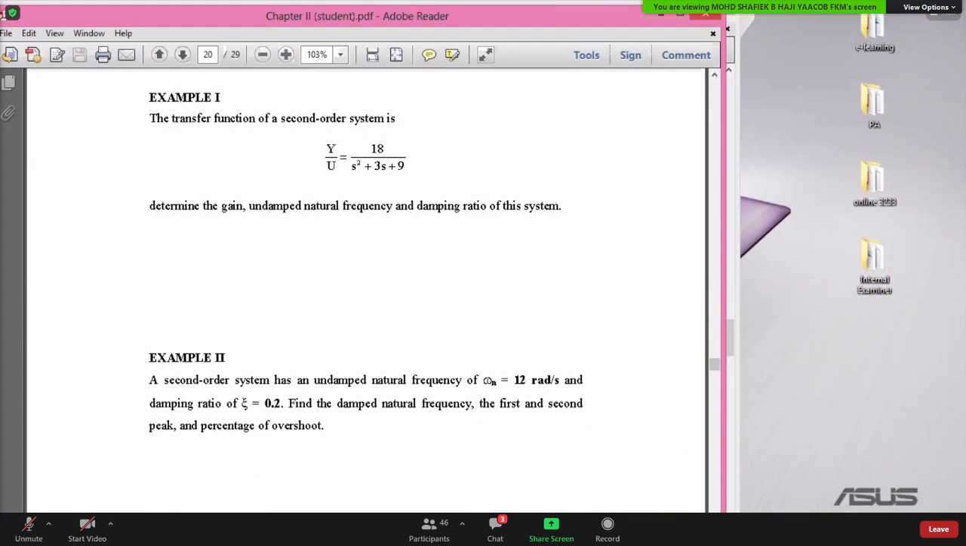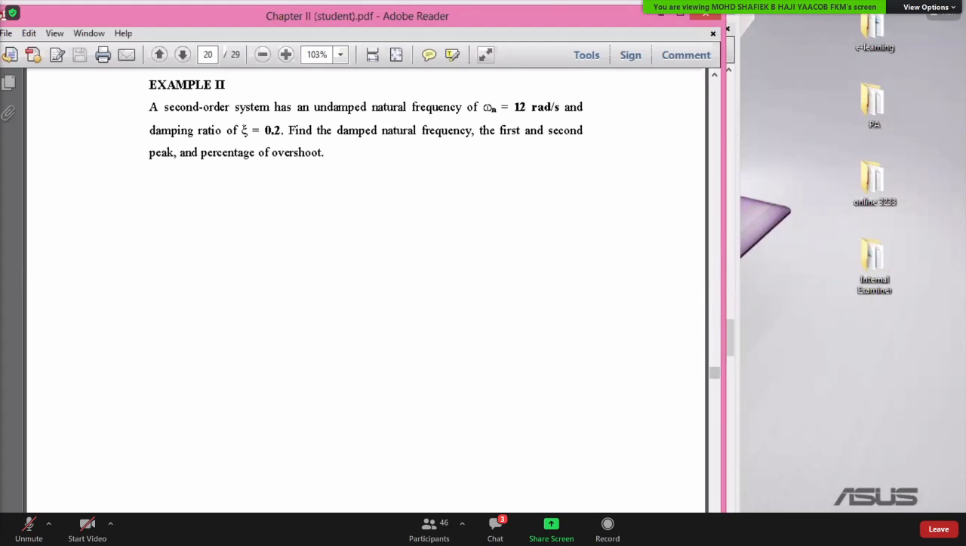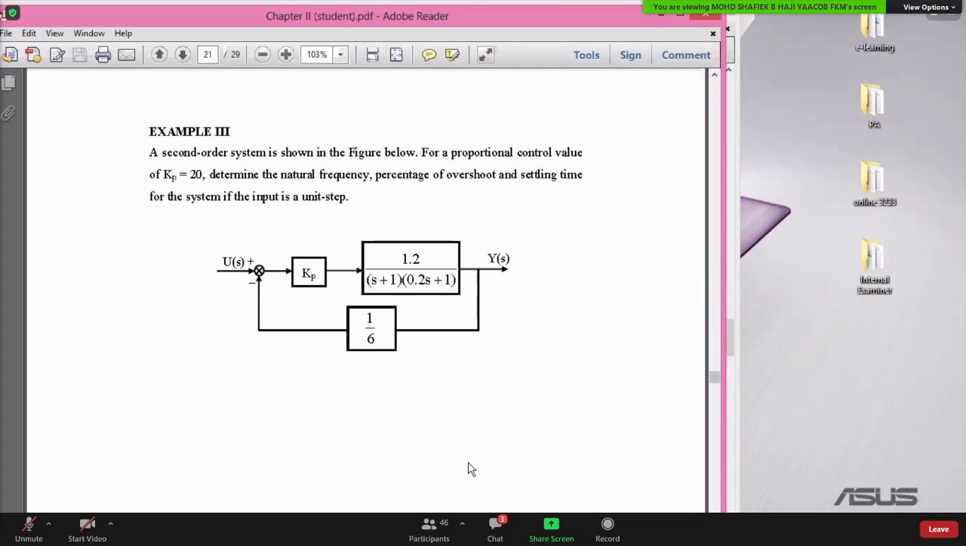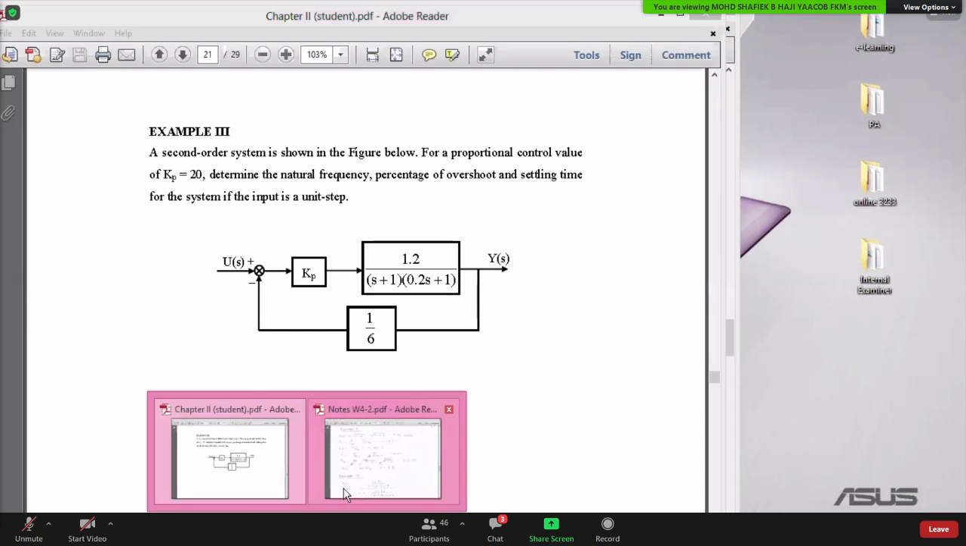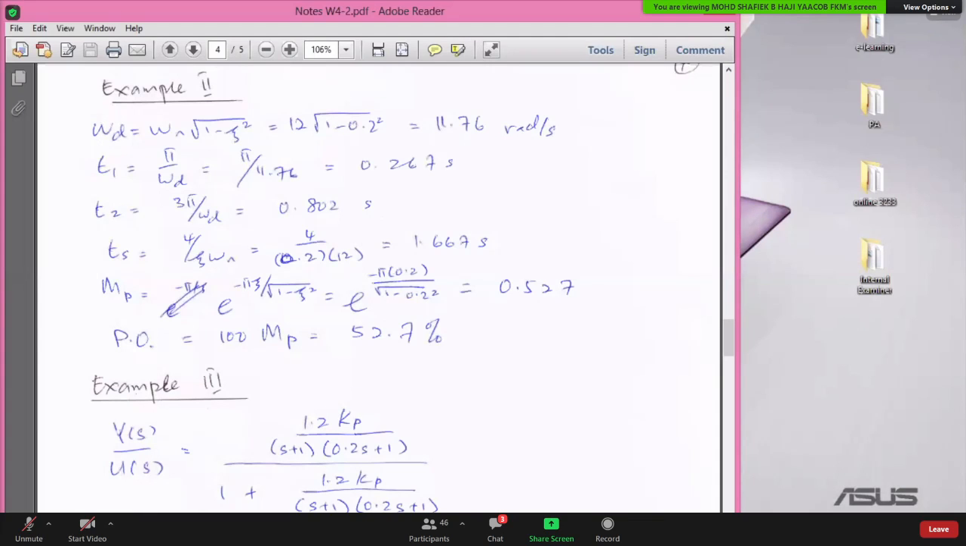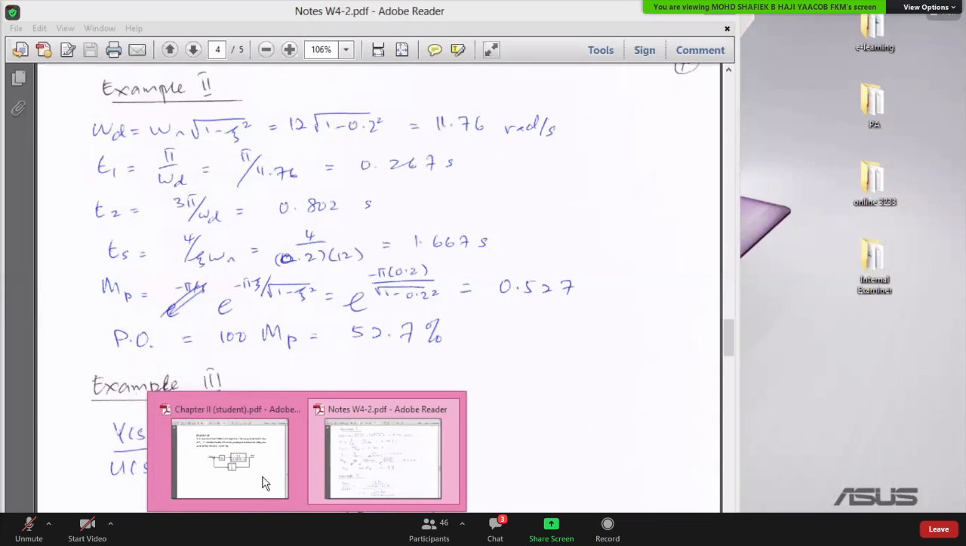What else do we have? Example 3. Before I go to example 3, do you have any question? All right, so let's take a look at example 3.